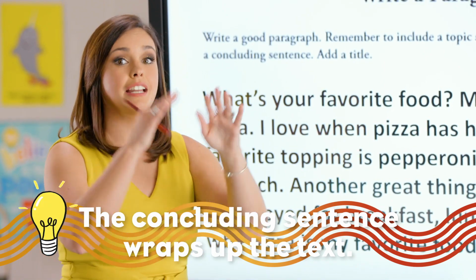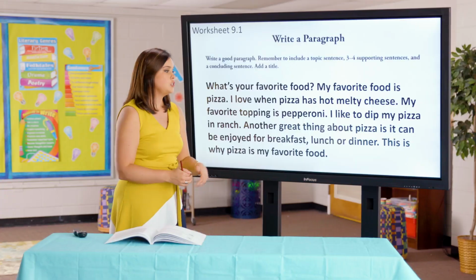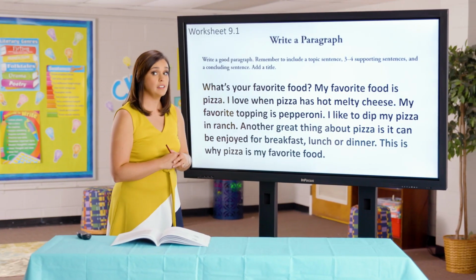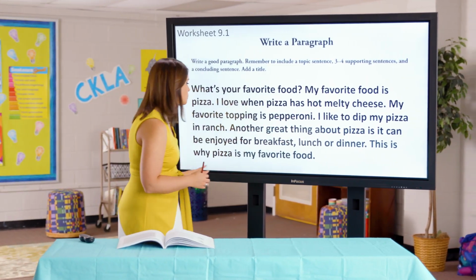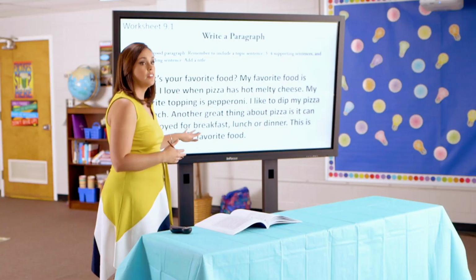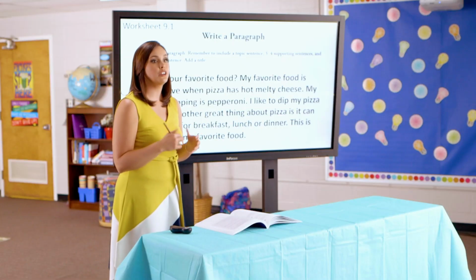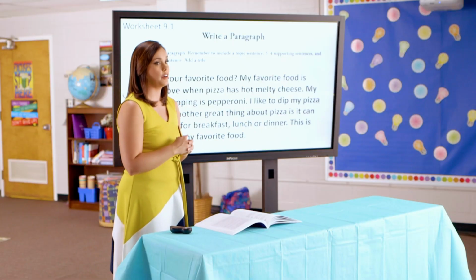Remember, the concluding sentence wraps up the text. Do you see a sentence near the end that wraps up our text? Right. This is why pizza is my favorite food. This conclusion sentence lets the reader know that we're finished talking about our paragraph.